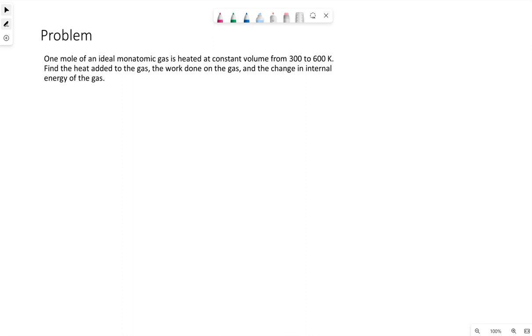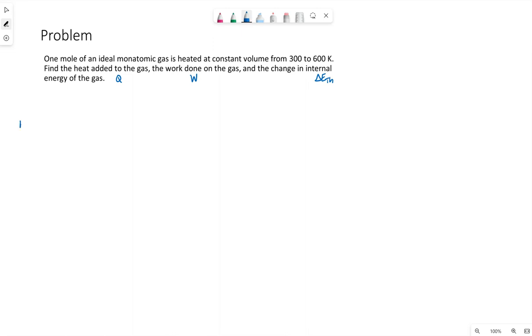1 mole of an ideal monatomic gas is heated at constant volume from 300 to 600 Kelvin. Find the heat added to the gas, the work done on the gas, and the change in internal energy of the gas.